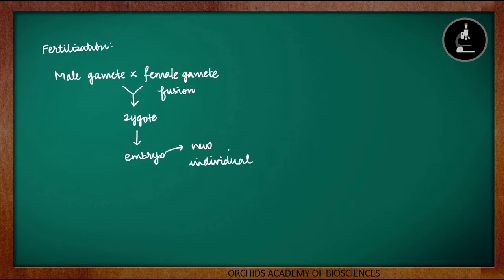So in the process of reproduction, this is the very first step, that is fertilization, which is the fusion of male and female gamete. In human beings, the male gamete is sperm and the female gamete can be called egg. So in human beings, the sperm and egg will fuse to give rise to zygote, and this is fertilization in human beings. Now let us see how the process of fertilization happens in human beings.